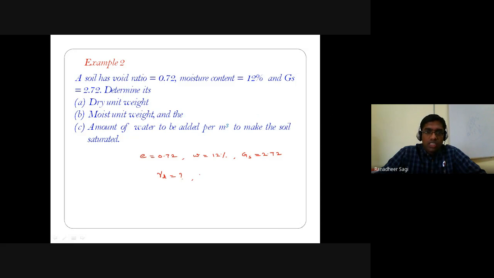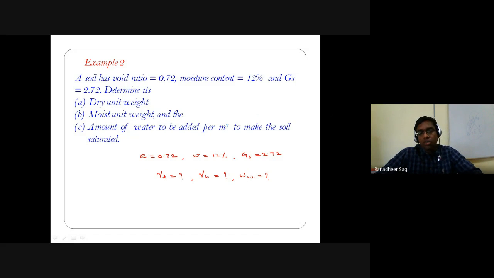Moist unit weight, that's nothing but your bulk unit weight or partially saturated unit weight of the soil, is what we need to calculate. And another question we were asked is how much water I need to additionally add per meter cube volume of the soil to make the soil fully saturated. So in case the soil has to be fully saturated, how much additional water has to be added to that particular soil? So what is the weight of water that is to be additionally added, I should calculate.